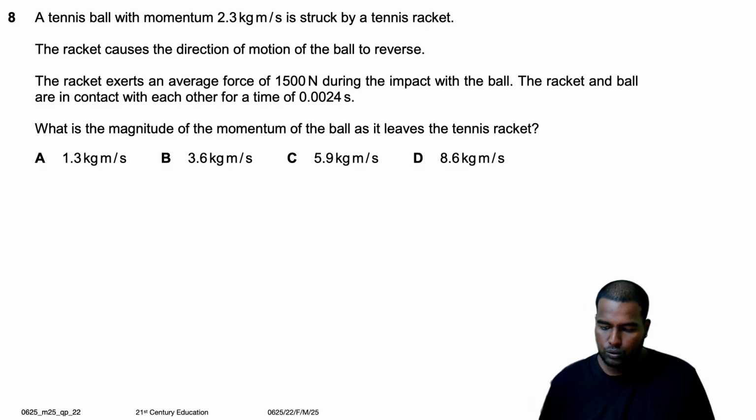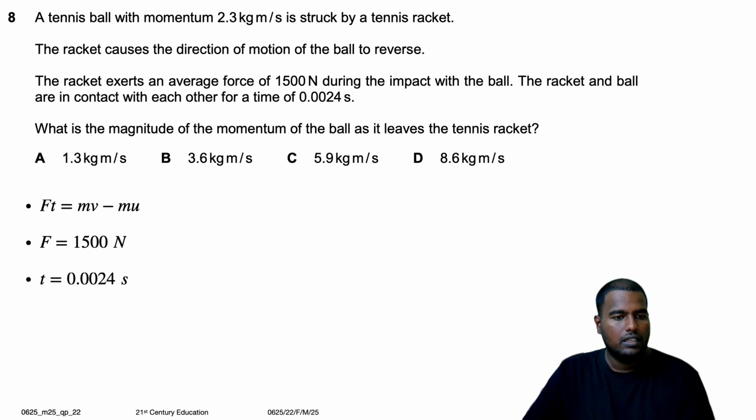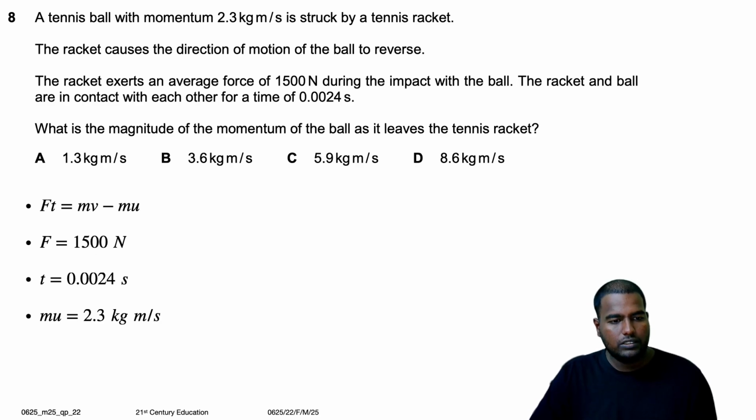Okay. So we have to use this equation. Ft is change in momentum. Ft is mv minus mu. The force is given as 1500 Newton and time is 0.024 second. And the initial momentum, so mu is given 2.3 kilogram meter per second. And we have to find what is the final momentum, mv.